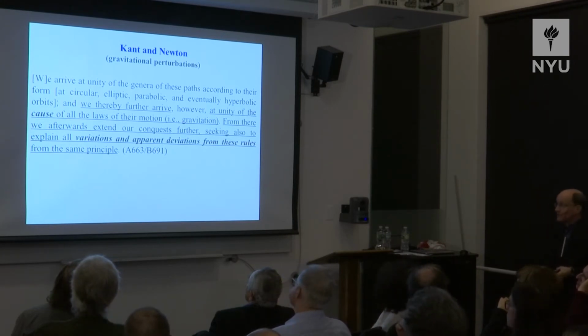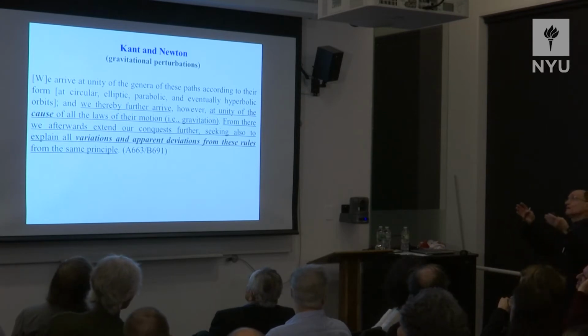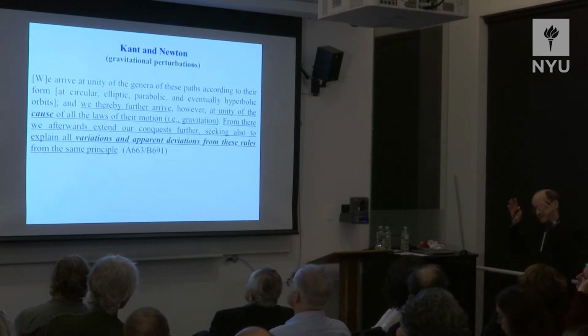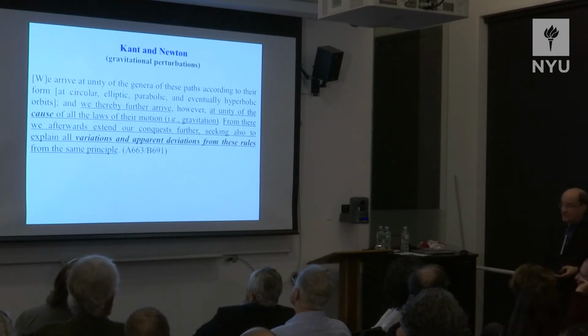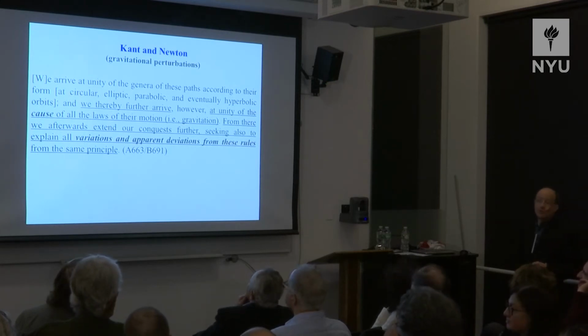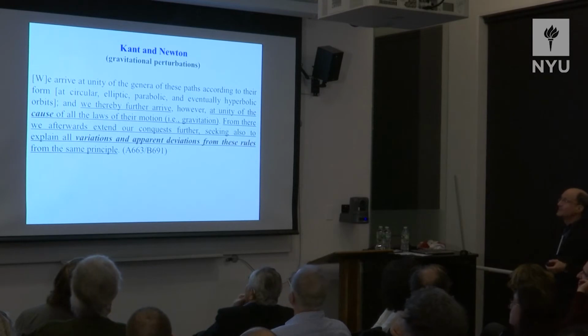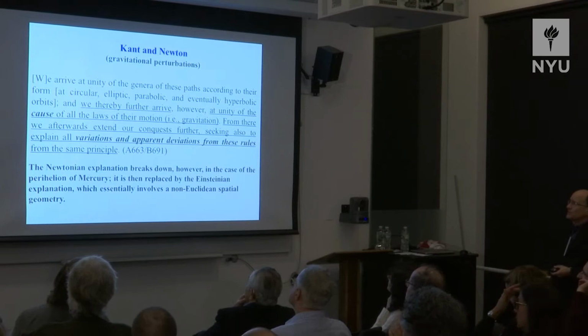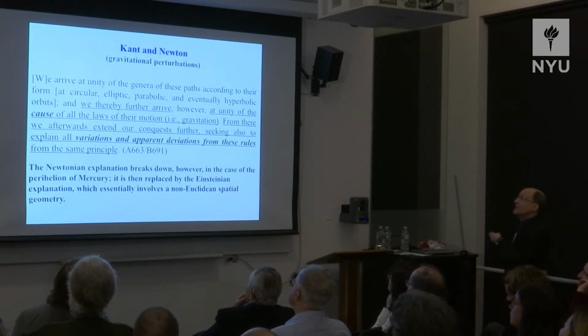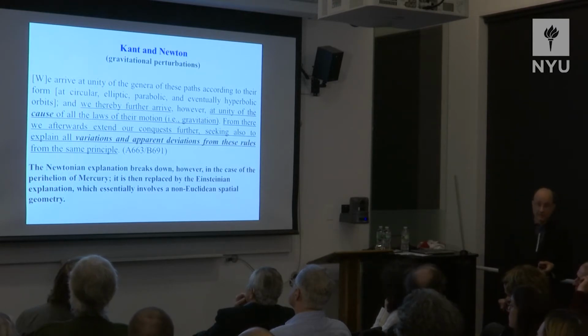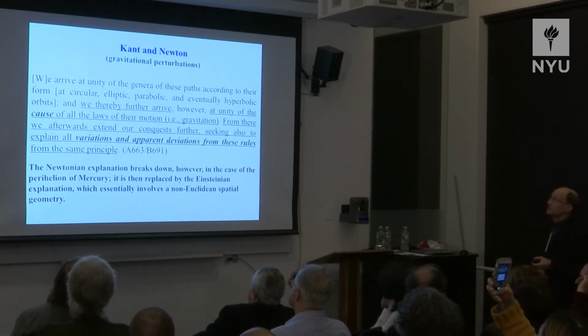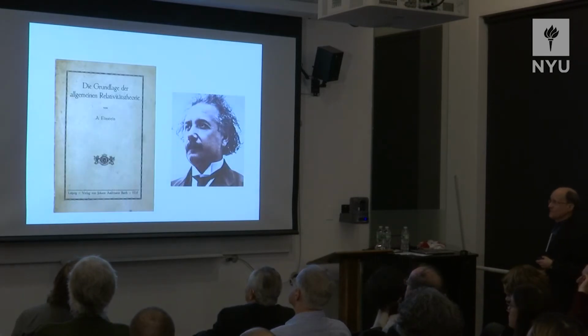Where he's not open is general relativity, where you've got curved space-time instead. This is not something Kant can accept because space is an a priori form of intuition, and it is Euclidean. Damn it. So there's no room for gravity to be explained that way for Kant. But all the Newtonian stuff is good. So I put here, the Newtonian explanation breaks down, however, in the case of the period of Mercury, then replaced by the Einsteinian explanation, which essentially involves a non-Euclidean spatial as well as spatio-temporal geometry. So now we finally get to this.